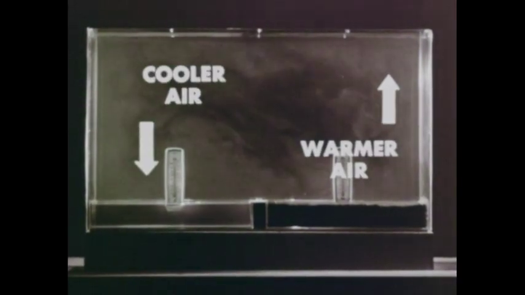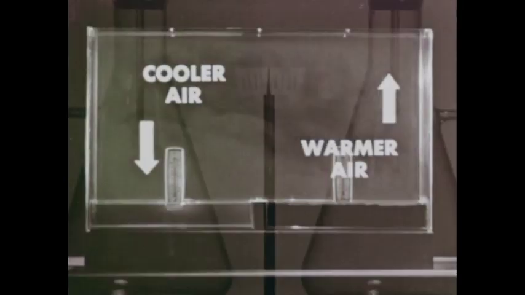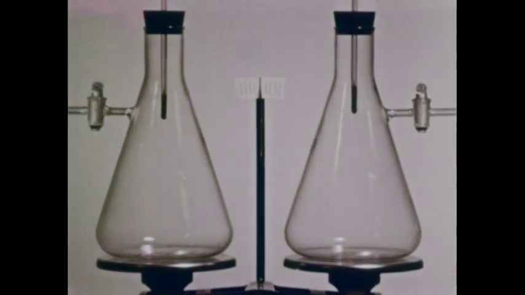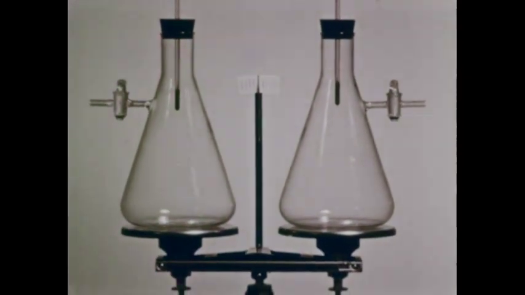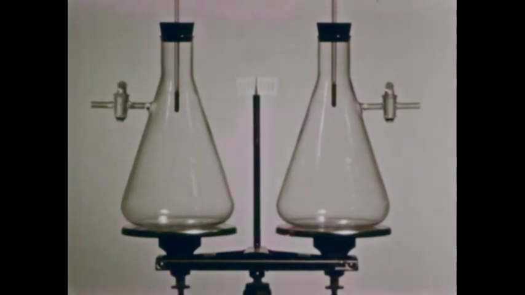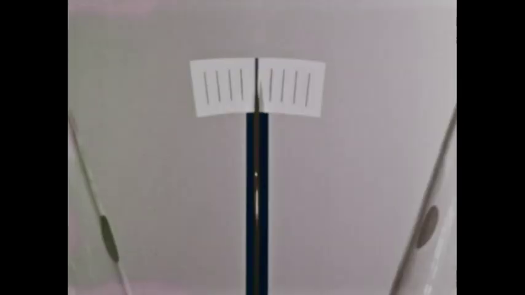This discovery that a local wind is part of a larger circulation of air raises still another question. Why does warmer air rise while cooler air sinks? Here are two identical flasks. They contain exactly the same amounts of air and therefore weigh the same. The temperature of the air in both flasks is the same, a little over 72 degrees.